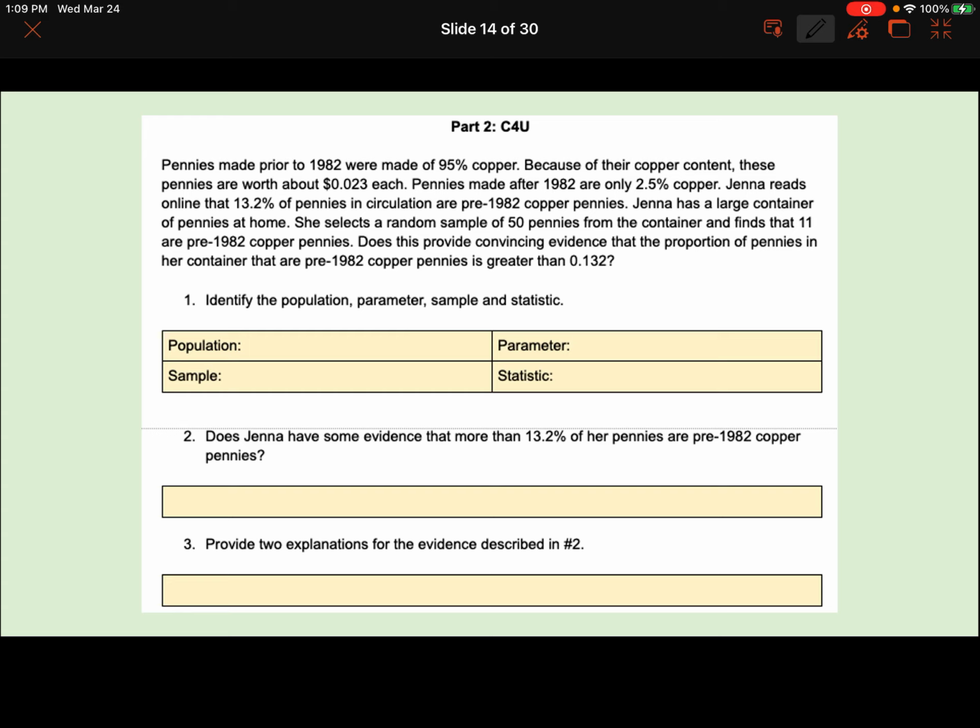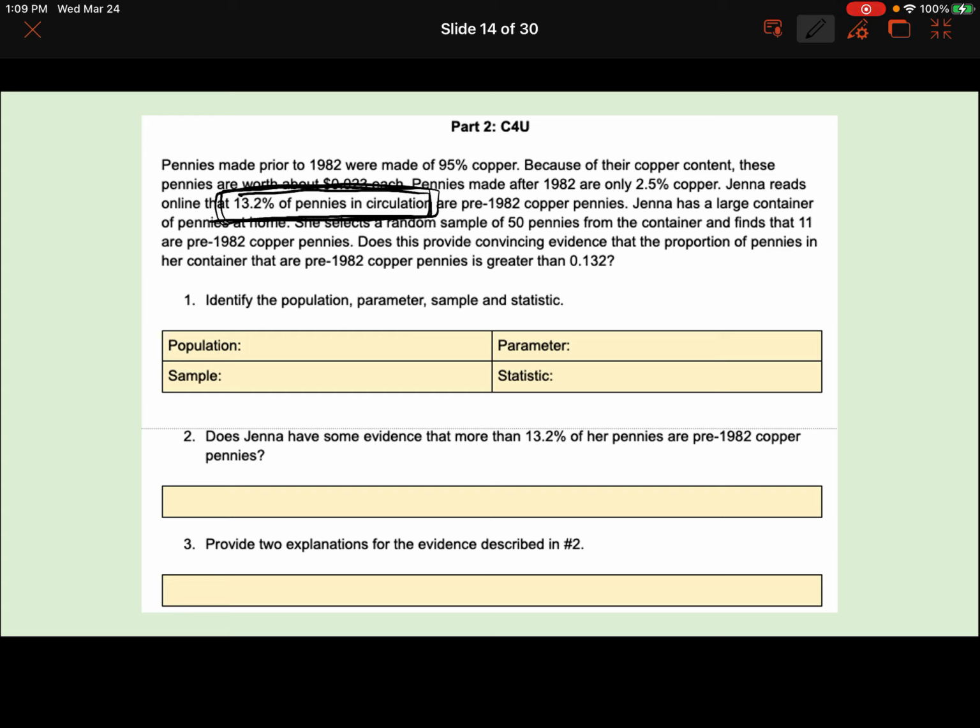She has a large container of pennies at home. She selects a random sample of 50 pennies from the container and finds that 11 are pre-1982 copper pennies. Does this provide convincing evidence that the proportion of pennies in her container that are pre-1982 copper pennies is greater than 0.132? So here we're working on evaluating a claim. The claim that we're evaluating is this, that 13.2% of pennies are pre-1982 pennies.